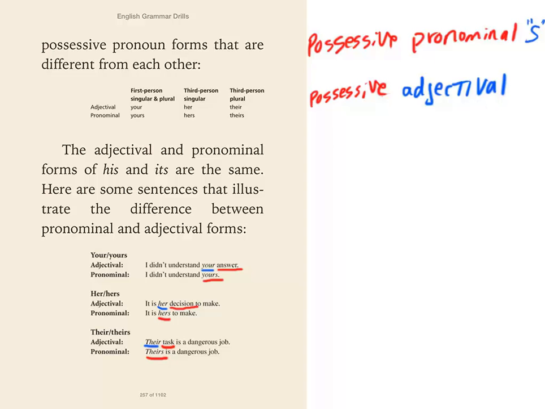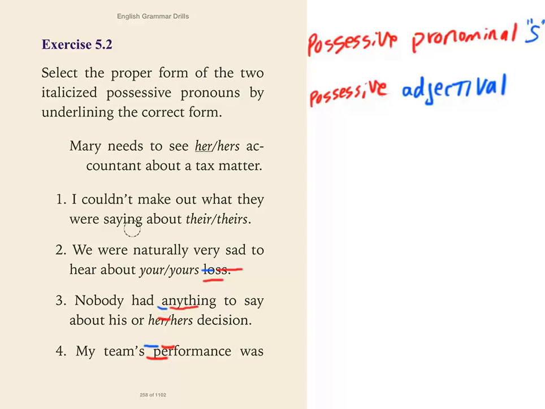All right, so let's see what we have going forward. We have a couple exercises here. It says select the proper form of the two italicized possessive pronouns by underlining the correct form. So in this one, all you do is underline the correct form, and I'll probably put this up as an interactive quiz also, because this would be easy to make into a little quiz. It's going to be a PDF on your thing, but when you turn it in, I may turn it into a quiz. And we always take quizzes in Canvas, remember. That's probably where we're going to find this activity.